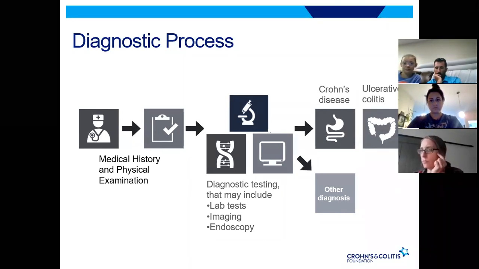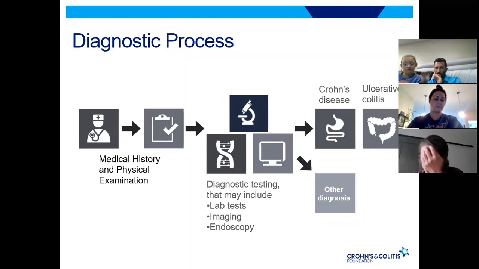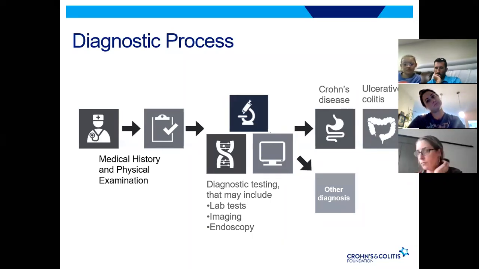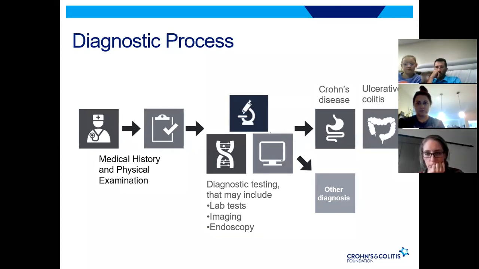You might need a physical exam, laboratory work, some diagnostic tests, maybe some x-rays or MRIs or CT scans, colonoscopies, upper endoscopies, and other imaging tests. And then your provider will help determine whether you have more Crohn's-like disease or more ulcerative colitis-like disease. Next, please.